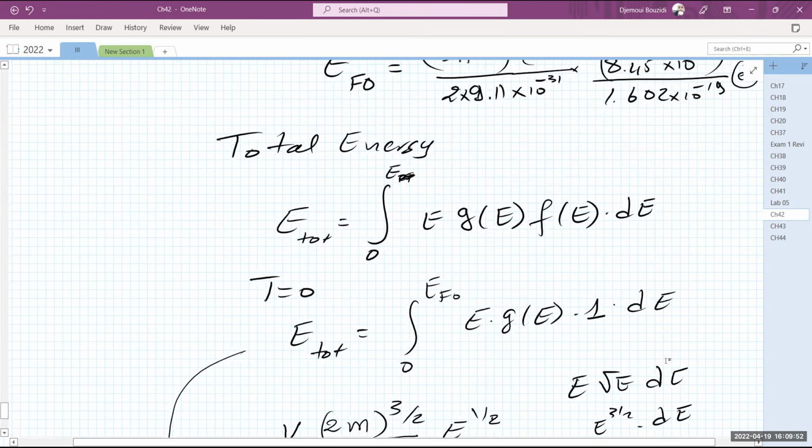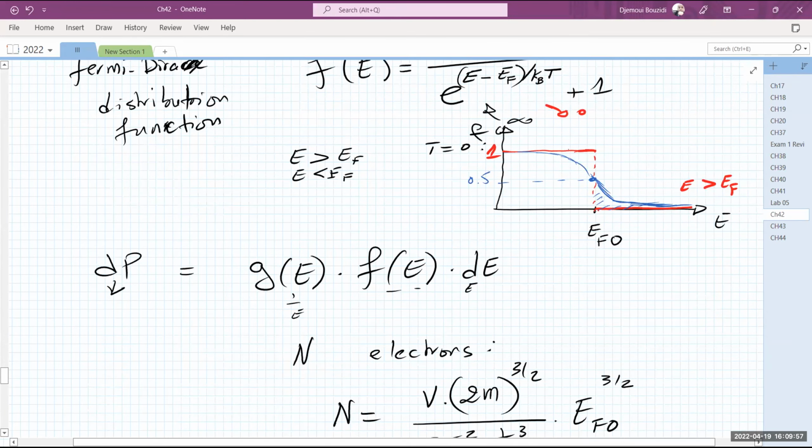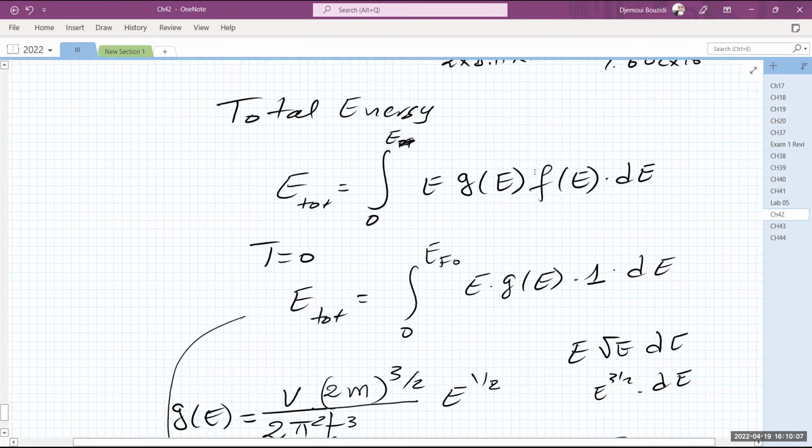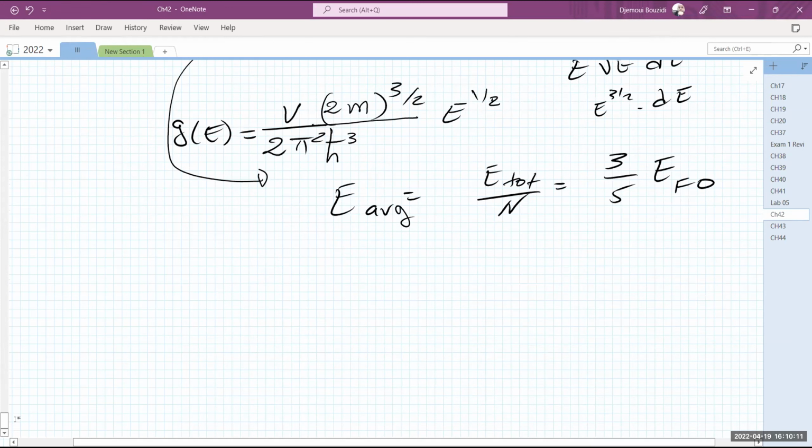Okay, so in other words, if I go back into my distribution here, this is where the E average is, somewhere in here. So this is what the average energy is going to be. That is basically the point of this whole argument: 3/5 of the total energy. Okay, so we have an understanding.